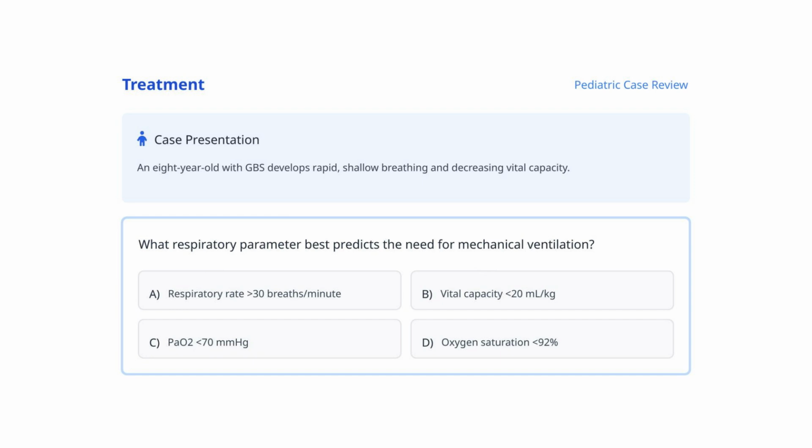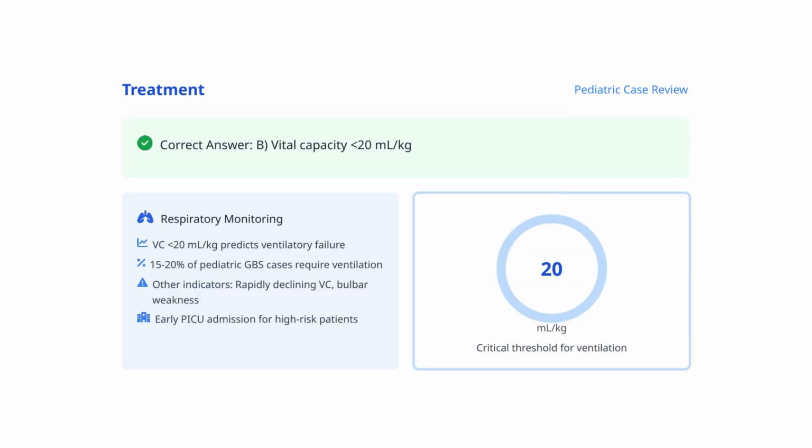In this case, an 8-year-old with Guillain-Barré syndrome develops rapid, shallow breathing and decreasing vital capacity. What respiratory parameter best predicts the need for mechanical ventilation? Is it A, respiratory rate greater than 30 breaths per minute, B, vital capacity less than 20 milliliters per kilogram, C, partial pressure of arterial oxygen less than 70 millimeters of mercury, or D, oxygen saturation less than 92%? The correct answer is B, vital capacity less than 20 milliliters per kilogram.